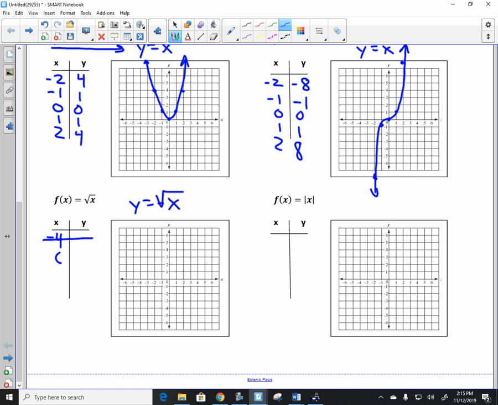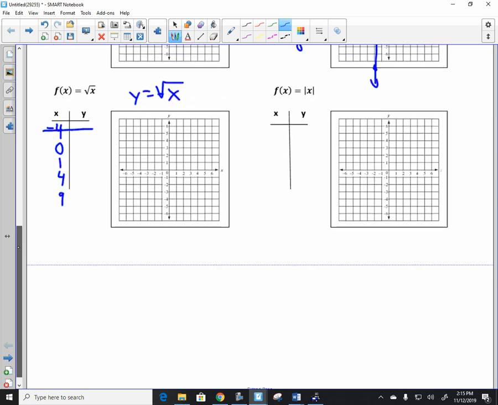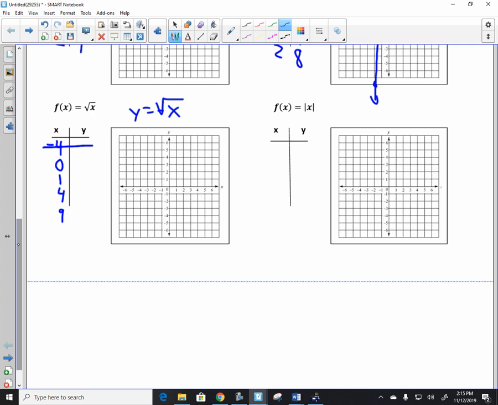We start by plugging in 0, then we'll do 1, then we'll do 4, we'll do 9. Why did I choose 0, 1, 4, and 9? Because they're perfect squares. Square root of 0 is 0. Square root of 1, square root of 4, square root of 9 is 3.